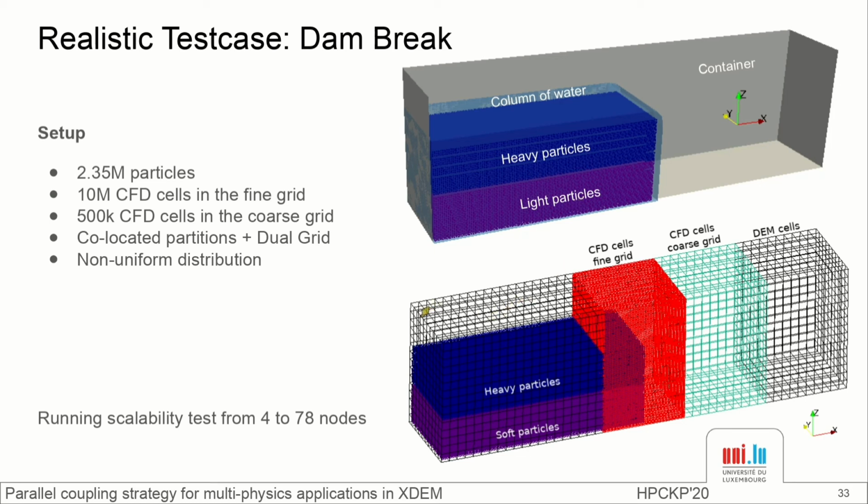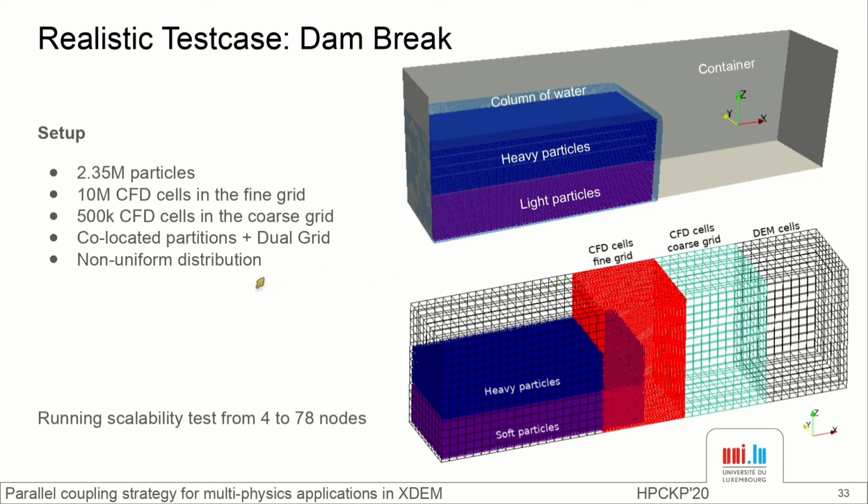For this simulation, we can see an overview of the different grids that we use. We have the very fine grid that is used to solve the CFD, so the fluid, in red. We have the coarse grid, which is used as an intermediate layer between the CFD and DEM, and this grid is in green. And there are the DEM cells that are used to locate the particles, which are the same as the coarse grid of the CFD.